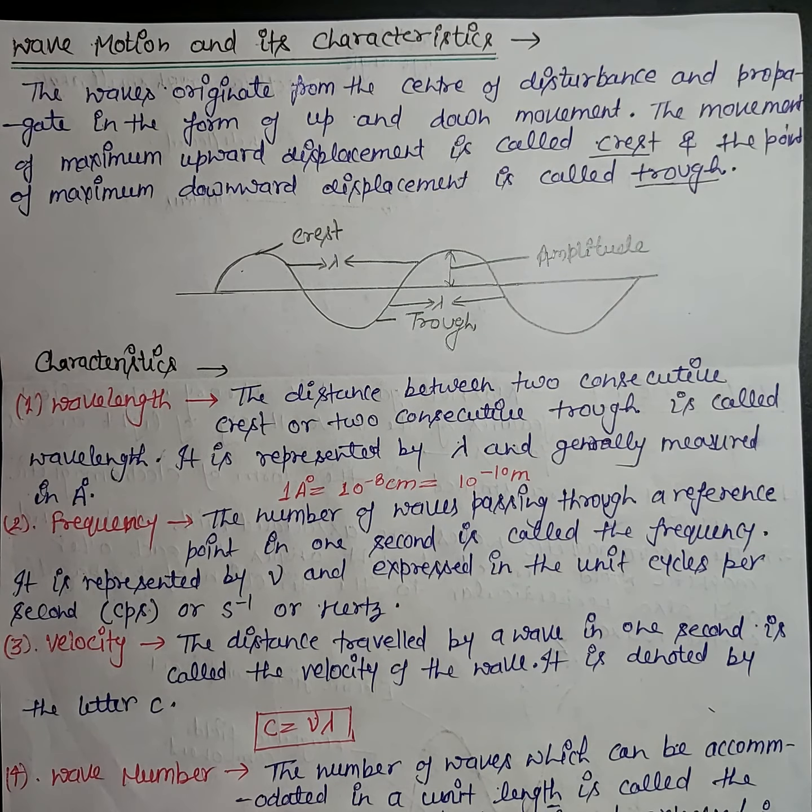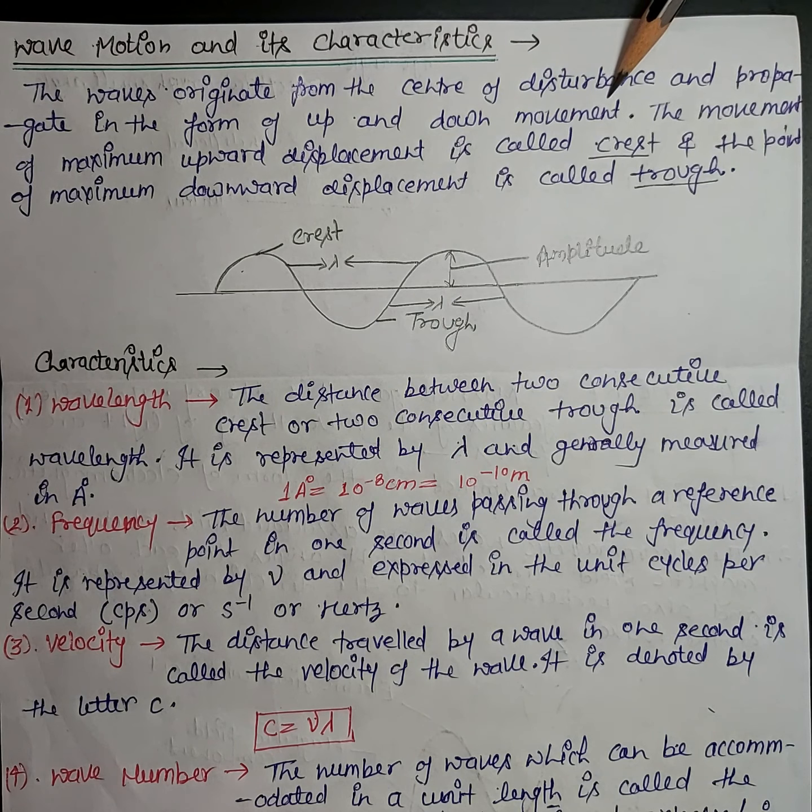What is wave motion? Suppose we throw a stone in the still water of a pond, then what will happen? It produces a disturbance at the point of striking, and this disturbance goes outwards in the form of crest and trough and reaches the edges of the pond. So this pattern is known as wave motion. The wave originates from the center of disturbance and propagates in the form of up and down movement.